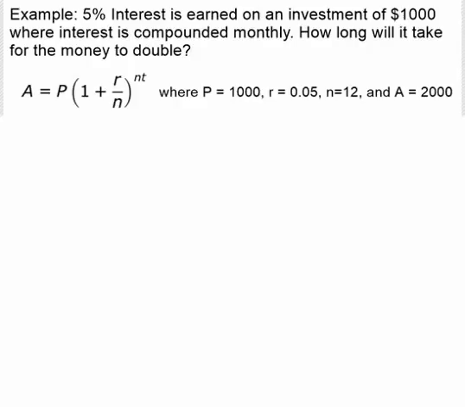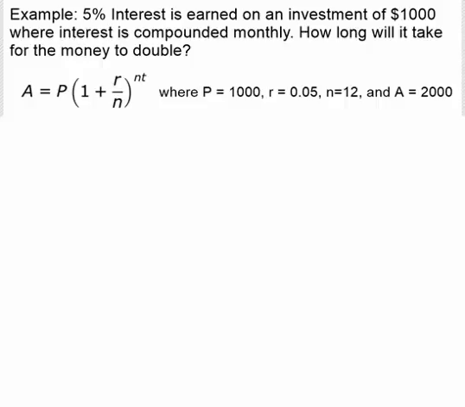The first thing we have to do is write the formula for compounded interest. And the formula here is A equals P times (1 plus r over n) raised to the nt, where P is the principal, in this case 1,000. R is the interest rate as a decimal, so we write 0.05 instead of 5%. And n is the number of compounding periods in a year. In this case, monthly means n is 12. And A is our amount after time t.